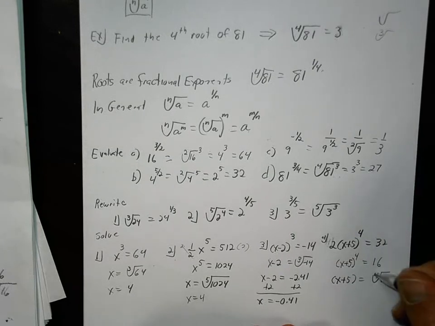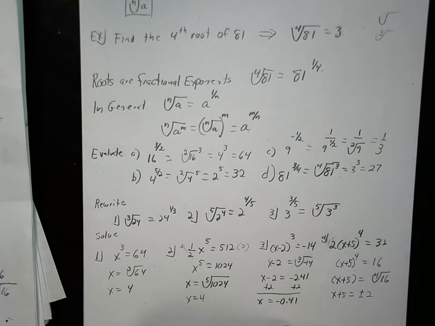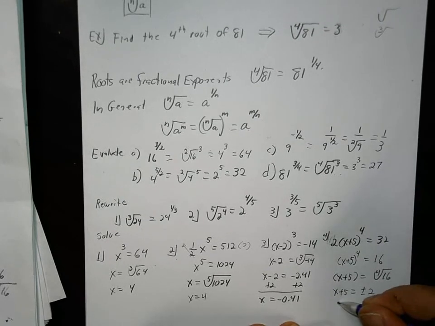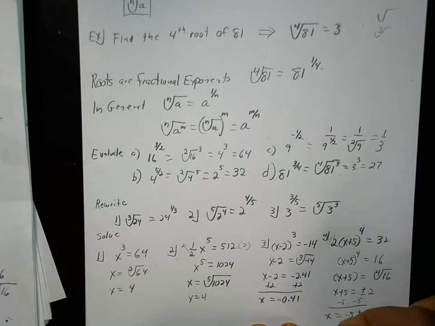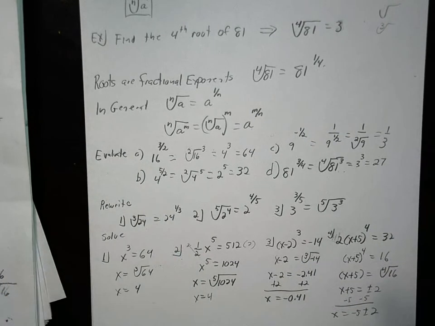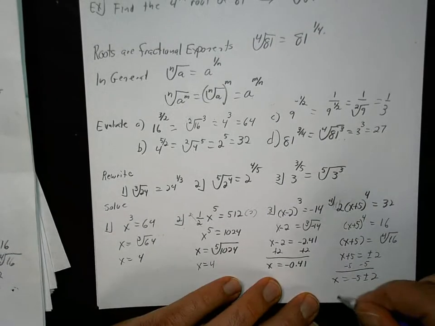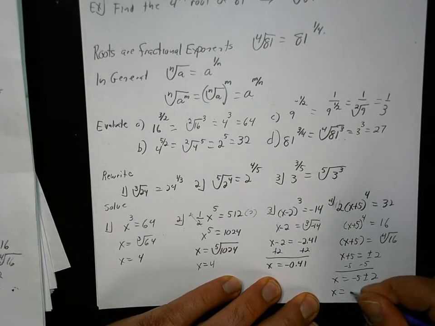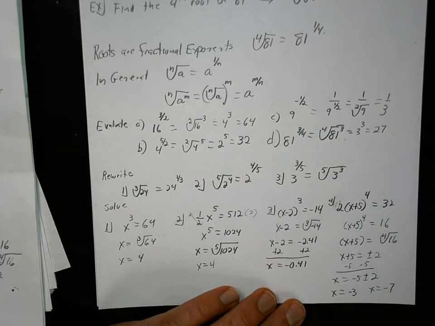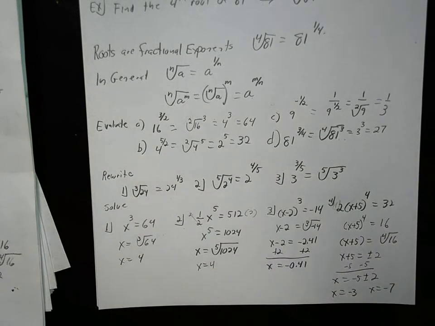But if I have an even root here, I have to do the plus or minus. The 4th root of 16 is 2. So if I subtract 5, I get x equals negative 5 plus or minus 2. So those are two solutions there. x equals negative 5 plus 2 is negative 3. Negative 5 minus 2 is negative 7. So those are my two solutions. So again, consider plus or minus when I take an even root of both sides.